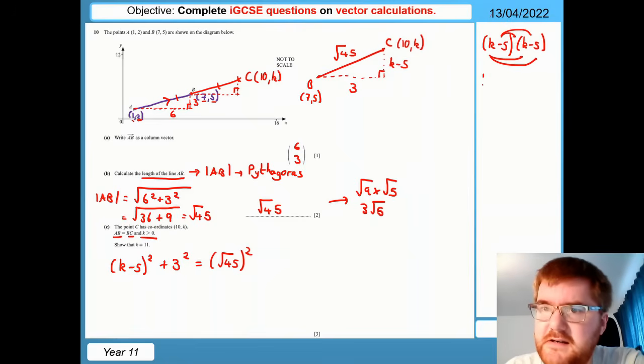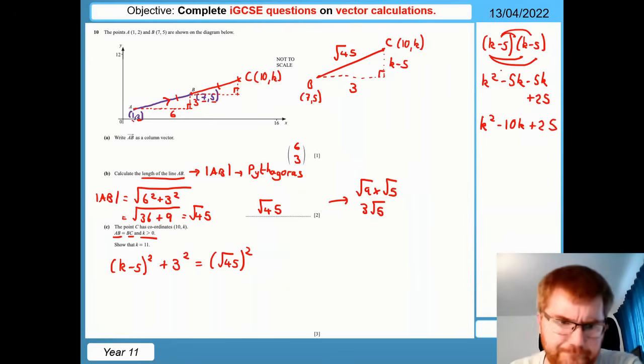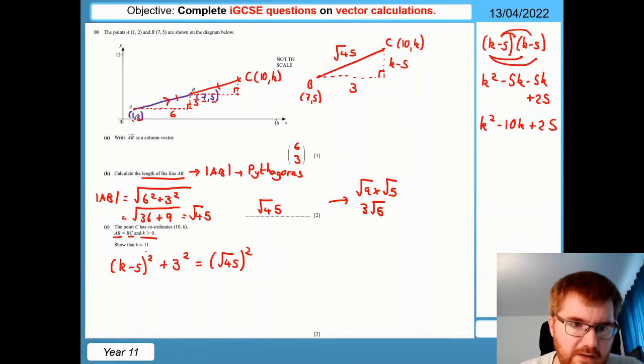K times k is k squared. K times minus 5 is minus 5k. Minus 5 times k is minus 5k. Minus 5 times minus 5 is plus 25. And again, this simplifies down to k squared minus 10k plus 25. So let's pop that in where the (k minus 5) all squared is. So k squared minus 10k plus 25. 3 squared is equal to 9, that's fine.